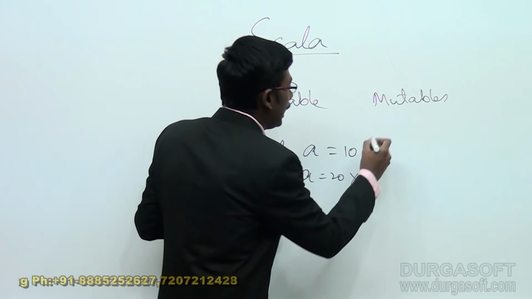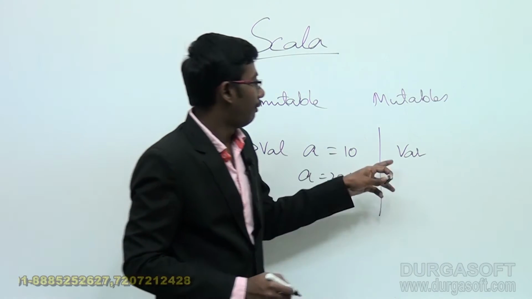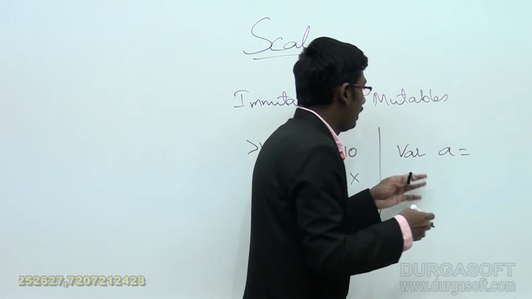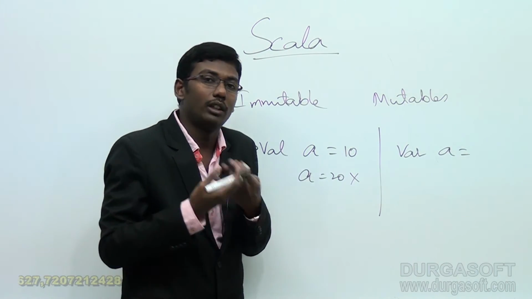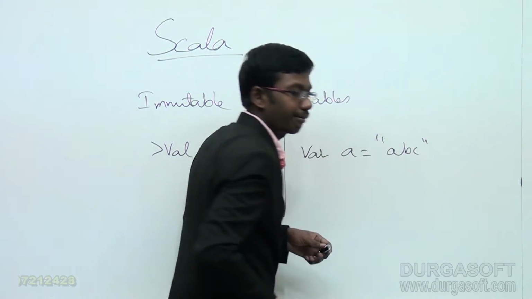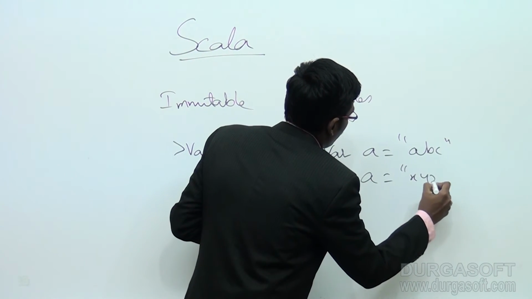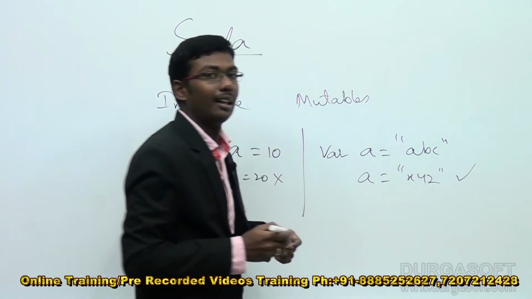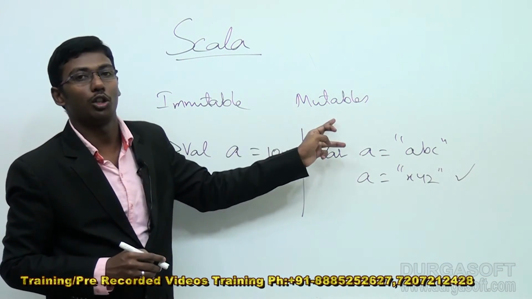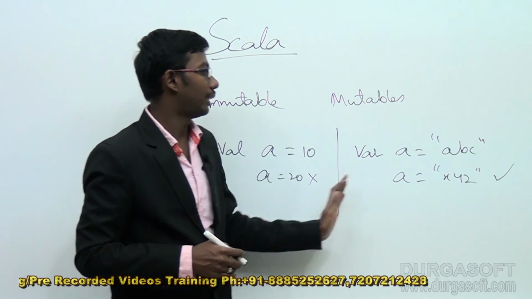If we declare the same a with a var reference, here you can declare the same things. I am not saying that you have to take only integers. I can also consider strings. And again I can give the value as xyz. It accepts. This is the concept of variables and values with respect to mutable and immutable content in the Scala framework. Fine, I hope you understand the different kinds of variables.